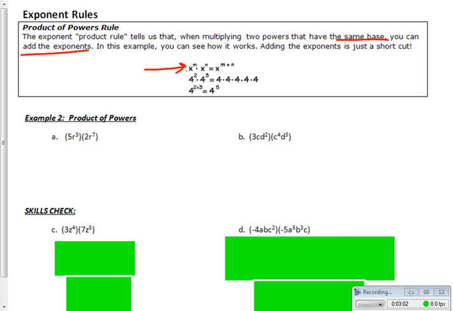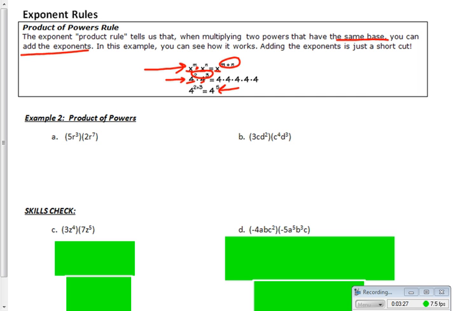Notice algebraically, x is our base. When it's the base and it is a product, meaning multiply, you add your exponents, so m and n. Same situation here, same base of 4. 4 and 4, well, our exponents when multiplied, 2 and 3, we add them together and we get 4 to the 5th power.